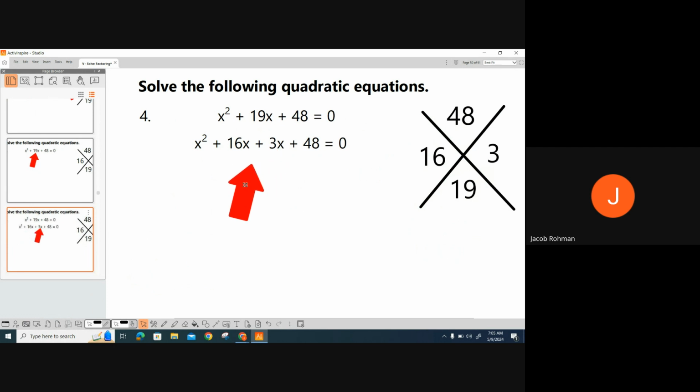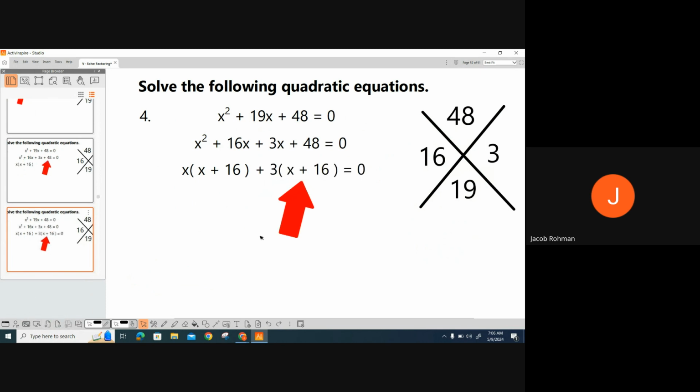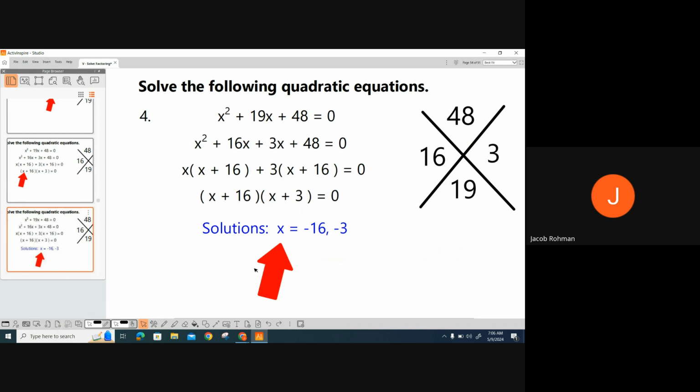Now we use factor by grouping to say what's the GCF of the first two terms, which in this case is going to be x, leaving us with x plus 16 inside parentheses. And then here, the GCF of these last two terms is going to be 3. And again, that leaves us with x plus 16 inside parentheses. So now the common binomial x plus 16 factors out, and we're left with the second binomial x plus 3. So now this equation is in factored form, and we can see that the two solutions are going to be x equals negative 3, which makes this parentheses equal to 0, and x equals negative 16. So again, the solutions are negative 16 and negative 3.